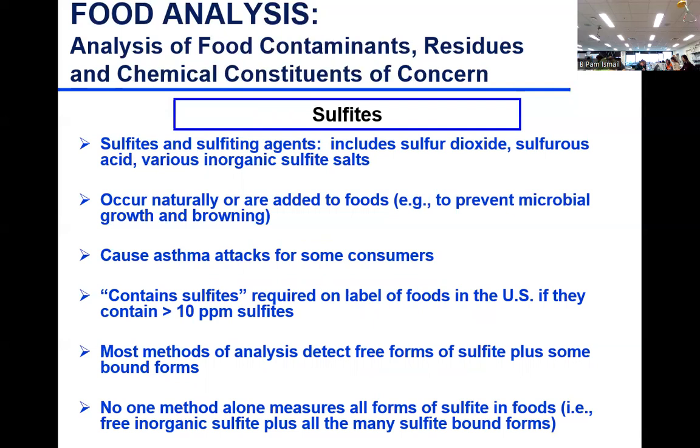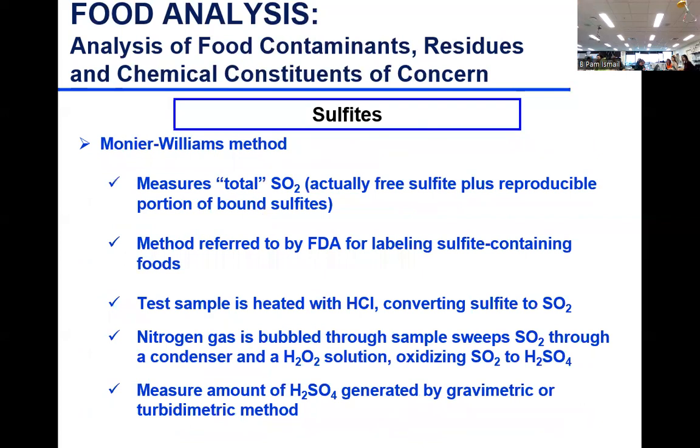We have a requirement. You don't have to remember that number, but there's a labeling requirement. If the product has greater than 10 parts per million, you have to put "contains sulfite." There are a lot of methods to detect sulfite, but sulfite can be present in so many different forms: bound, not bound, free. So there is not one method that can cover all forms, but there is one method that is commonly used.